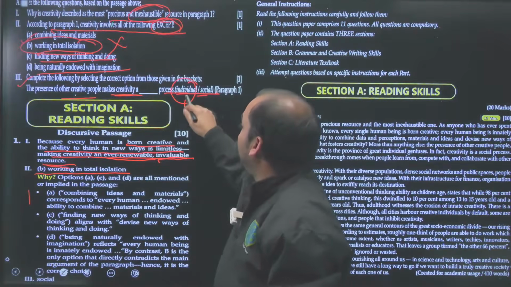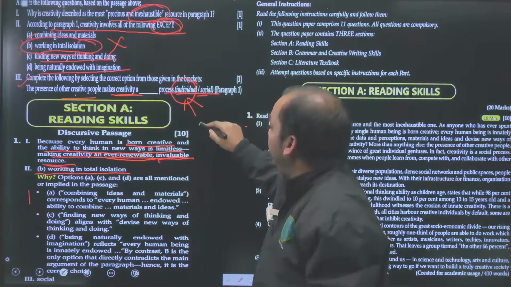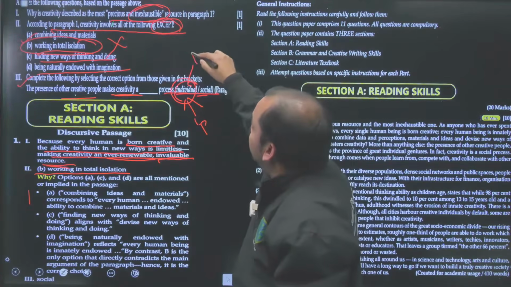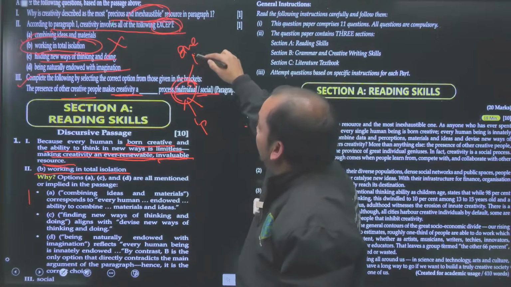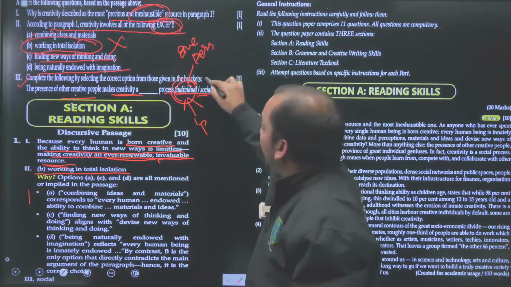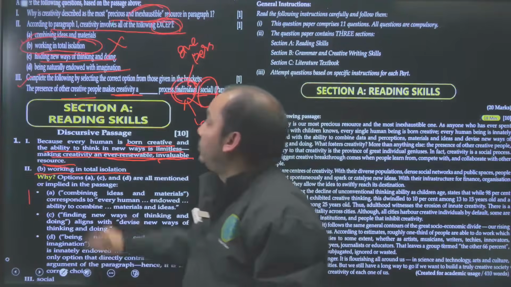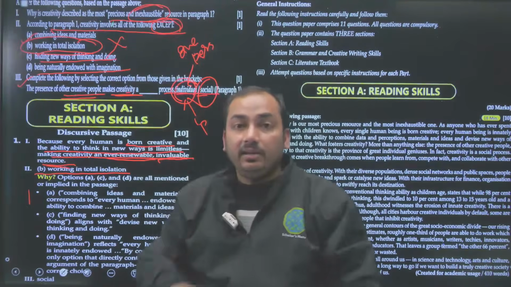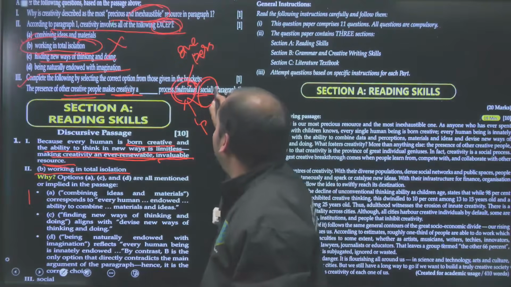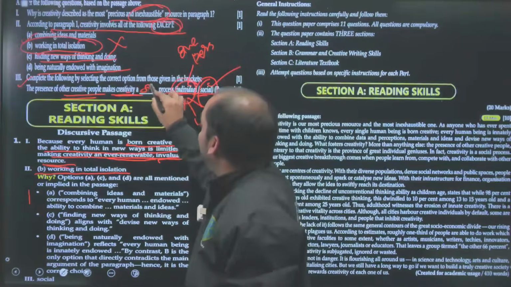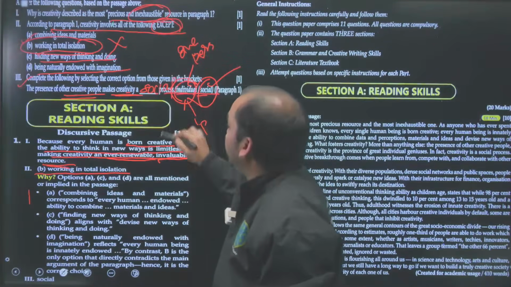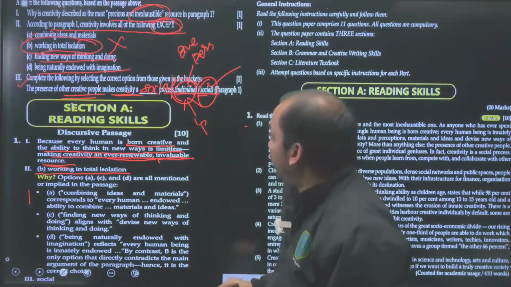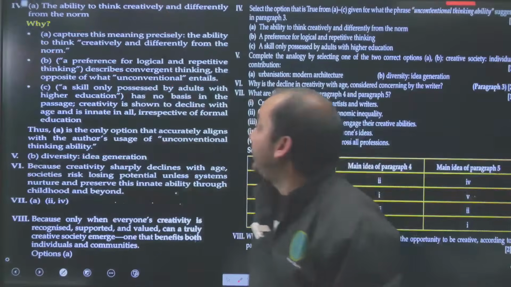Individual means working individually, person to person, one person, and the second word is social. As we can see, other creative people make creativity a social process. So the correct answer for this is social process. Creativity is a social process. Now move to the next part of the section.